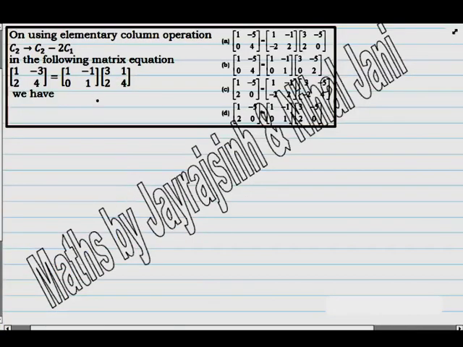Here we have one interesting and concept clearing question. The question is, using elementary column operation C2 gives C2 minus 2C1, in the following matrix equation, which is in the form of X is equal to AB, we will get one of the following forms.